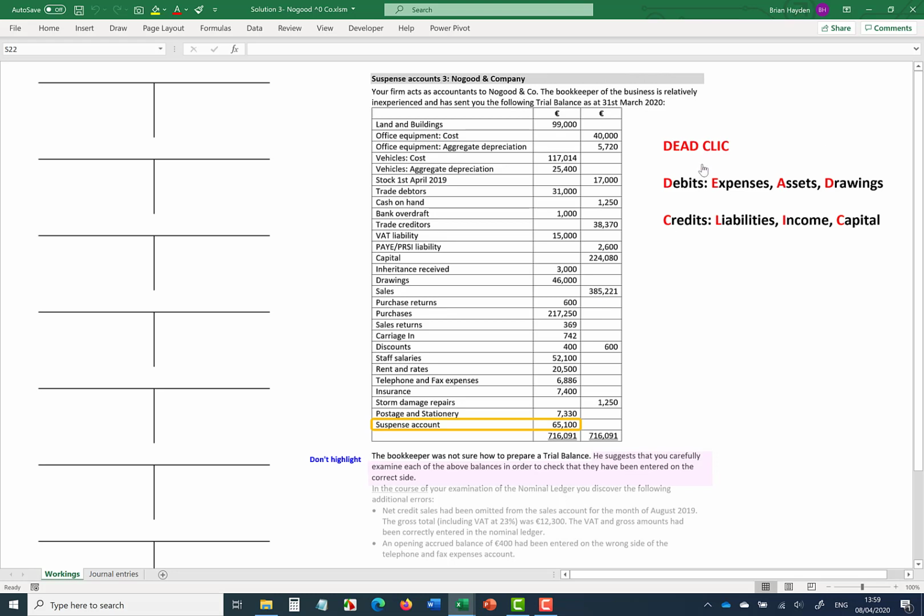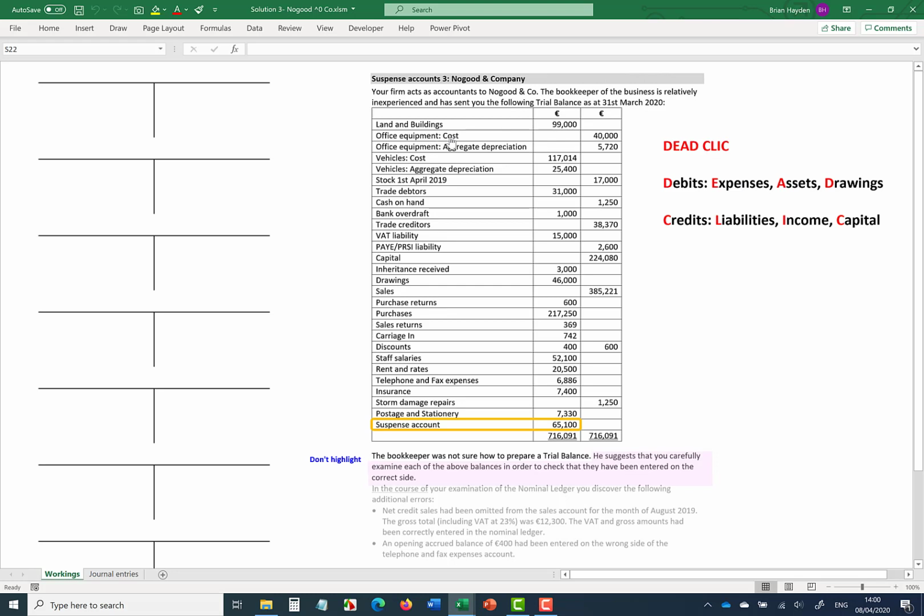So we're going to use this concept in this video to identify whether these items listed in the trial balance have had their balance correctly entered in the appropriate column. Okay, so land and buildings, you should hopefully know from your study of financial statements that those are assets of a business. They're fixed assets, they go on the balance sheet, and assets are on the debit side, so that's okay.